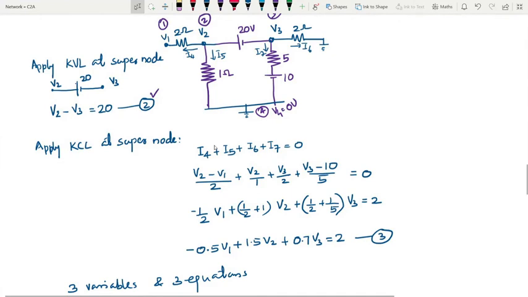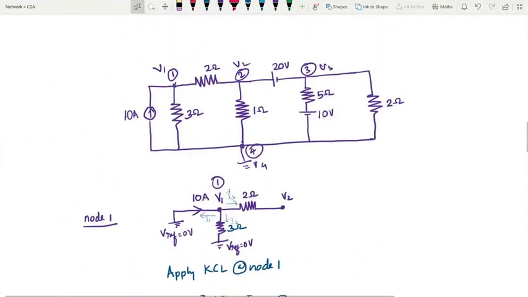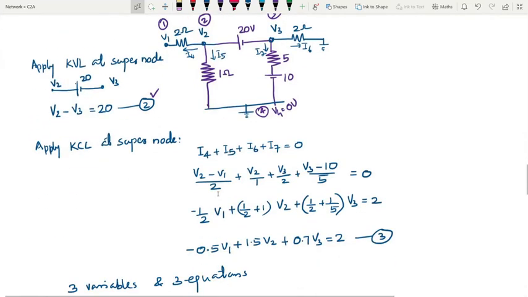Here let's mark up to I3, already marked. I1, I2, I3 we already marked. For simplicity only we are marking this current. So this is I4, this is I5, this is I6 and this is I7. In that manner I marked.